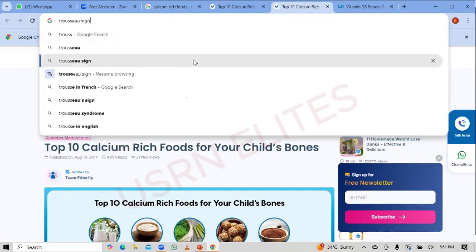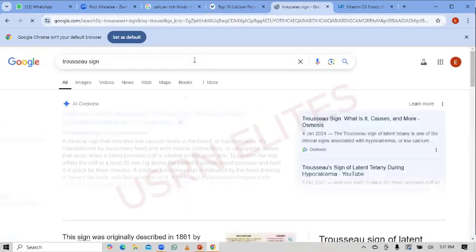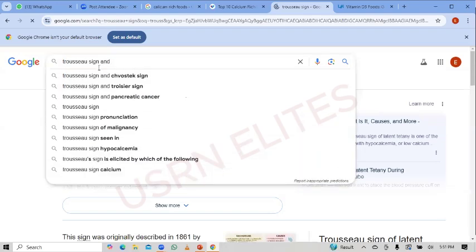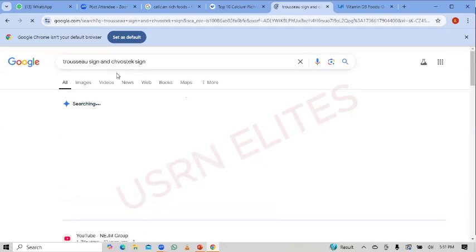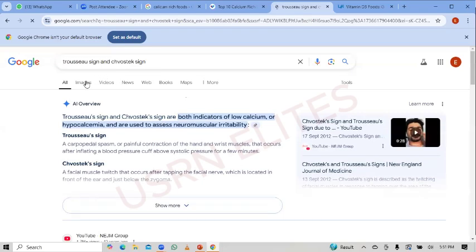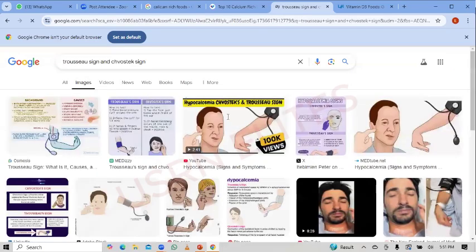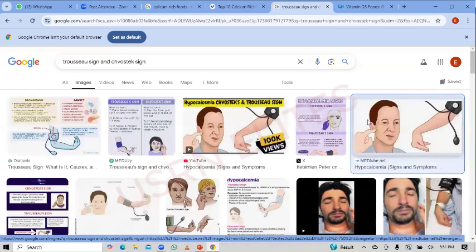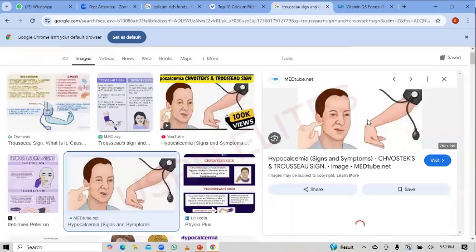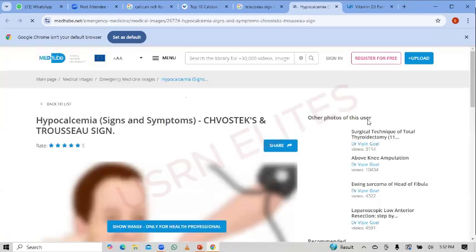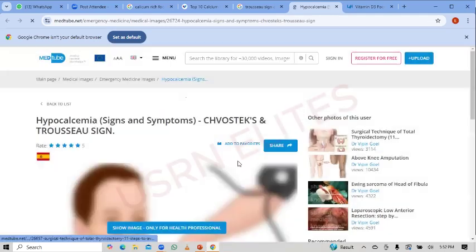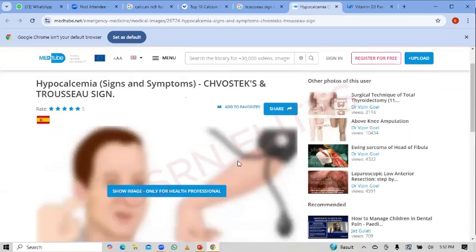Trousseau sign and then Chvostek sign. Let me add the rest. You can't talk about hypocalcemia on NCLEX without these two. Always you have to talk about these two signs and symptoms: Trousseau sign and then Chvostek sign.